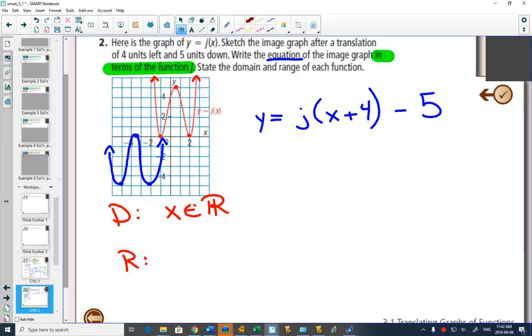In interval notation, you would start at negative infinity and go to infinity. And we use round brackets in English because you can't really include infinity.